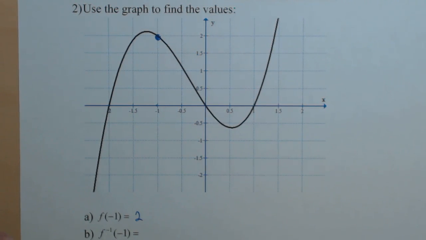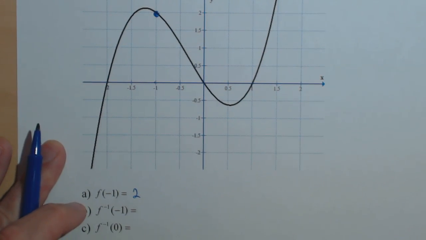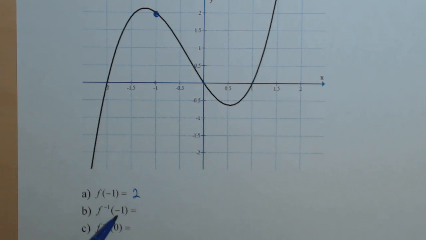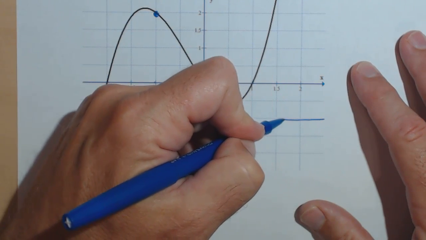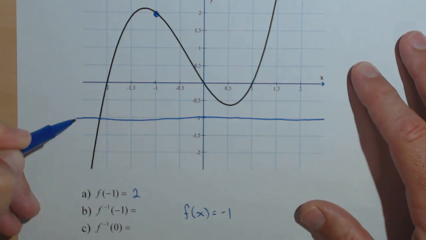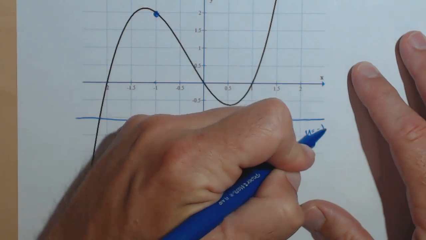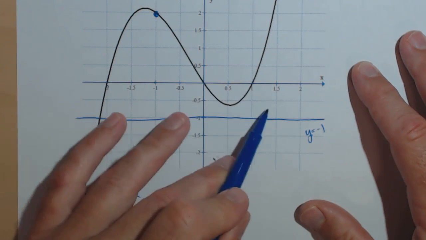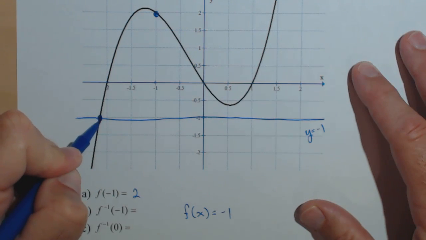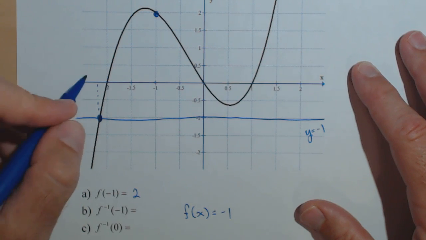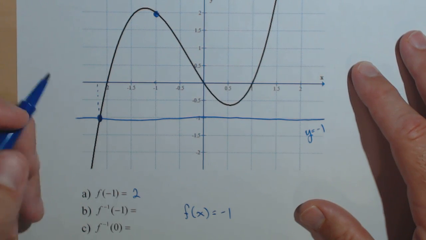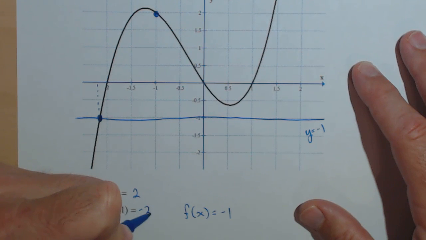Now here we have our inverse notation, f inverse of -1. That means we're looking for the x's where the output is -1. So we could put in a horizontal line at y equals -1, so that's the graph of y equals -1, and we look for where it intersects. So we have an intersection here, so it looks like about -2.1, let's say. We can estimate that.